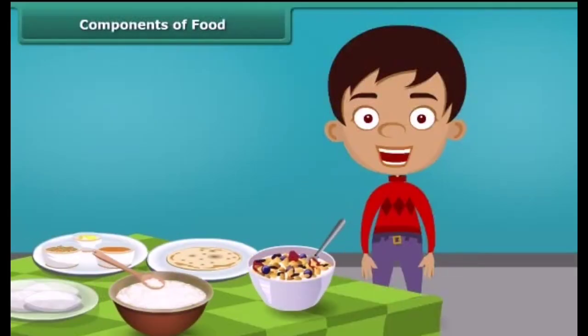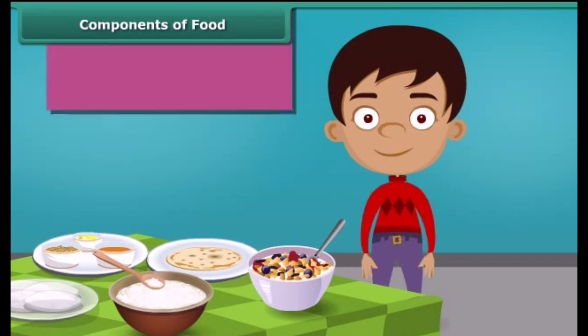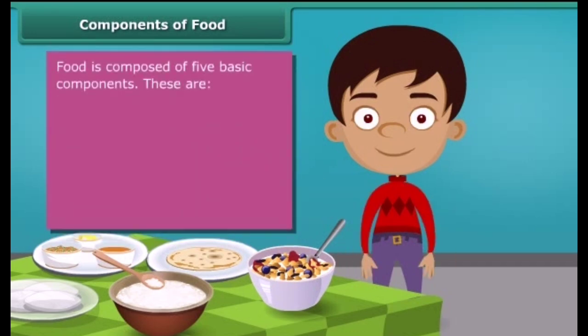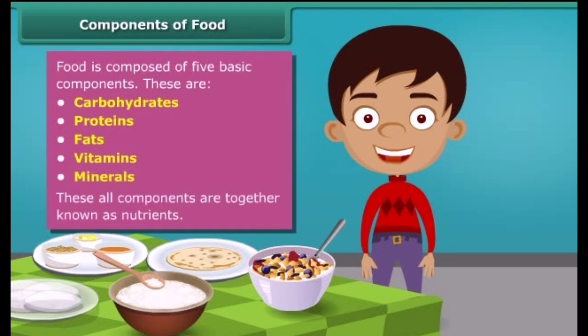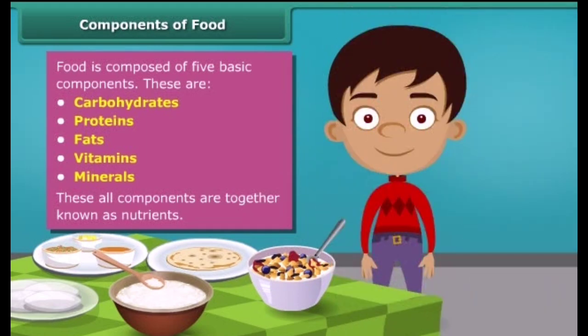Now, a question may arise that how do we get energy by eating food, and why food is known as fuel for our body? Friends, food has 5 basic components in it. These are carbohydrates, proteins, fats, vitamins, and minerals. All these components together are called as nutrients. Our body digests food and absorbs these nutrients to provide energy. Some nutrients help us fight against diseases.